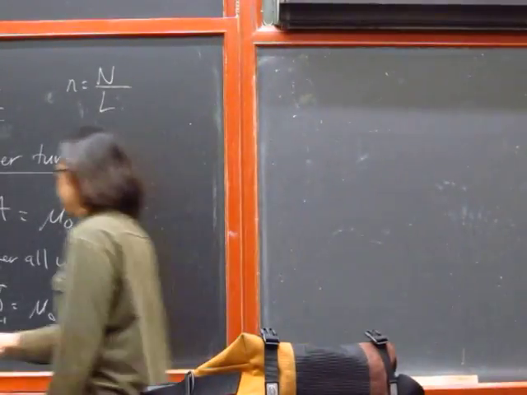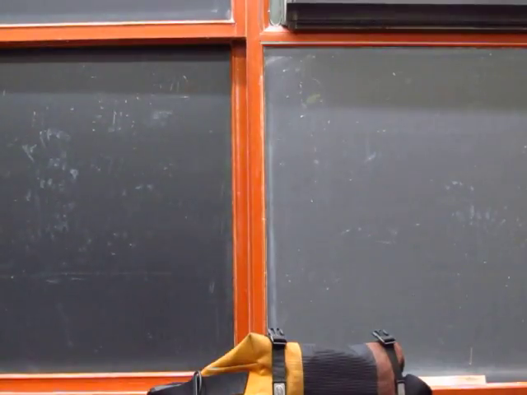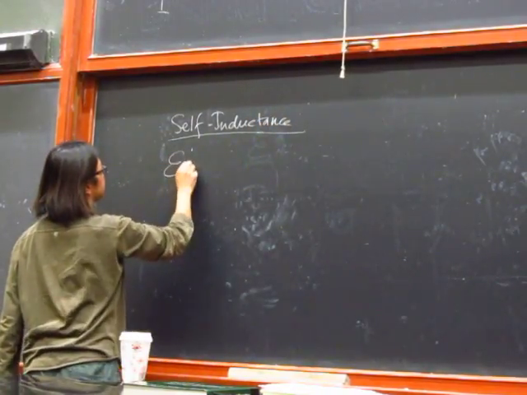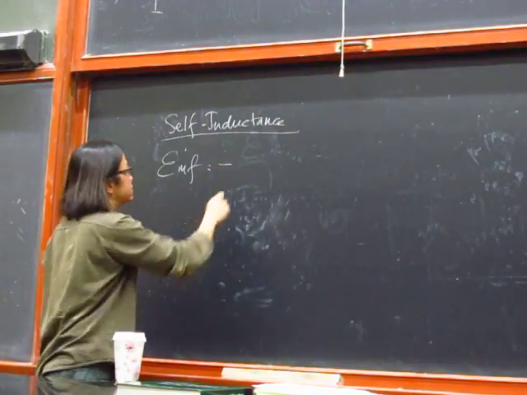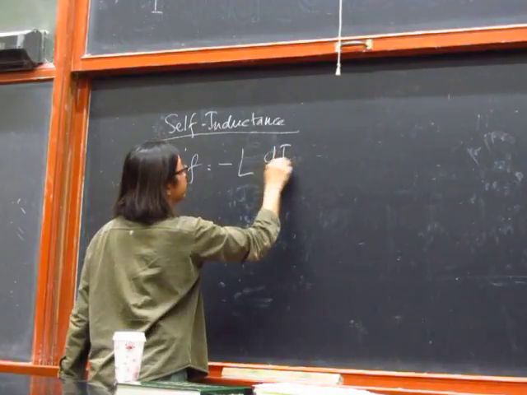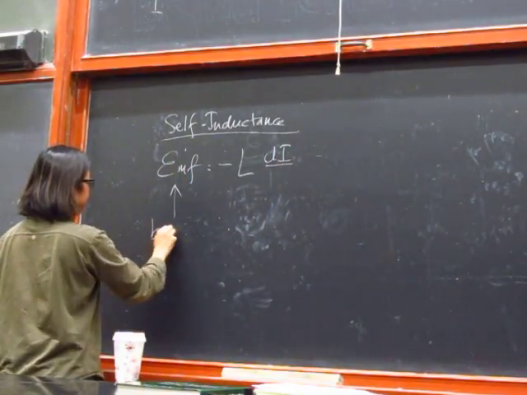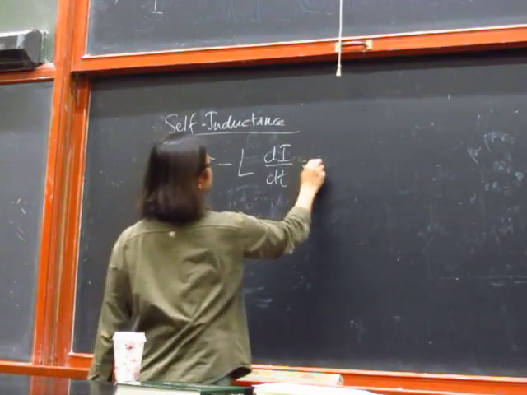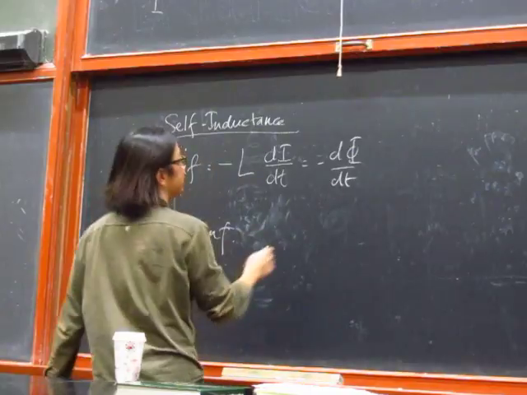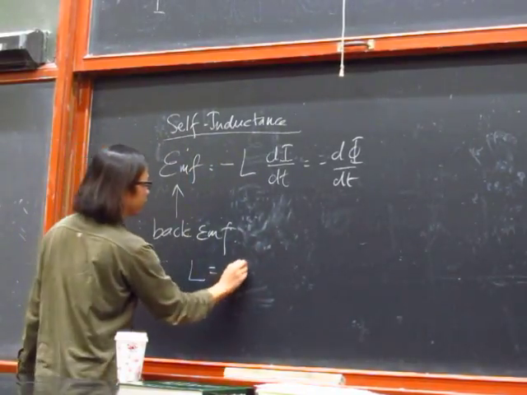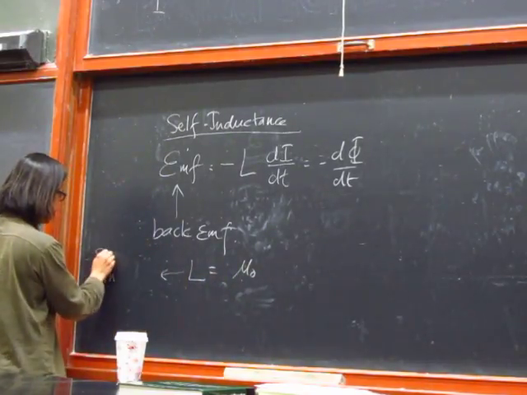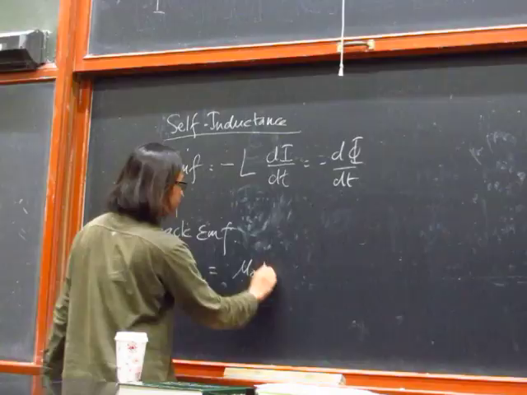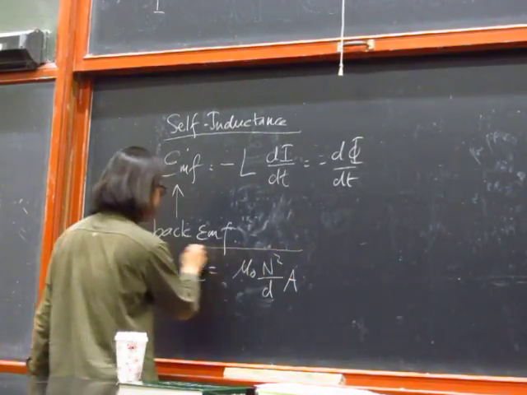And self-inductance. The EMF of a loop, because of Lenz's law, if you change the current in that loop, you get the back EMF. And if you look at that formula, the inductance, the self-inductance, is given by mu naught N squared over length times A. That's all.